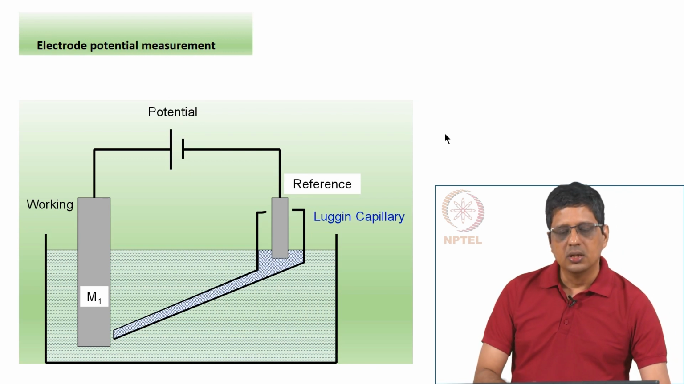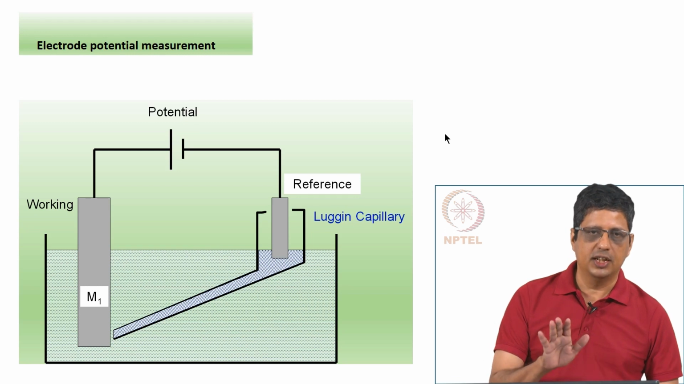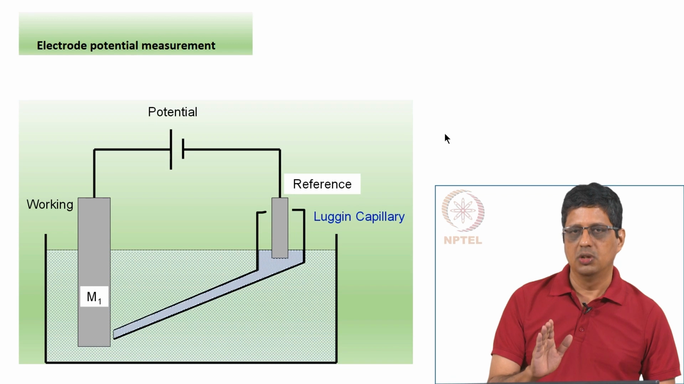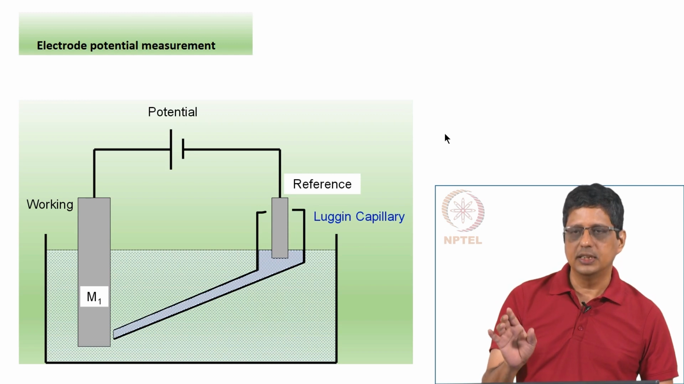This way we always report the potential of the working electrode with respect to a reference electrode. It is not correct to say potential of this electrode is 1 volt, we have to say this is with respect to this reference electrode.